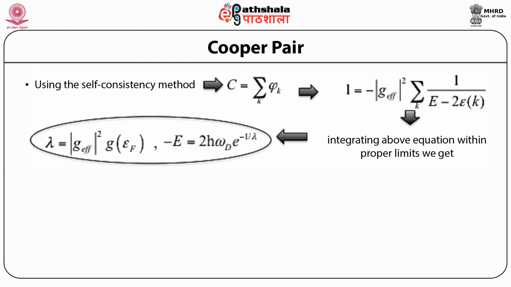Using the self-consistency equation, that is C equals summation over k of phi k, we get 1 equal to minus mod of G effective square times summation over k of 1 divided by E minus 2 epsilon k. Integrating the above equation within the proper limits, we get this lambda, which we were talking about, equal to mod of G effective square into G of epsilon f, and minus E is equal to twice h cross omega d into e raised to power minus 1 by lambda.